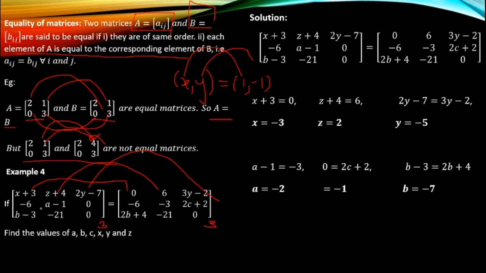Likewise here we need not take, but here we need to. Why? Because for a we need the value, right? So a minus 3 and 2c plus 2 equal to 0. Then for b again, 2b minus 3 equal to 2b plus 4. It's all written over here, and we have found the value of x: x plus 3 equal to 0, that is x equal to negative 3. z plus 4 equal to 6, when this 4 goes this side it becomes negative 4, so we get 6 minus 4, that is 2. And here we have 2y minus 7 equal to 3y minus 2.